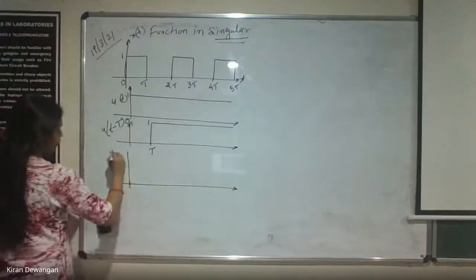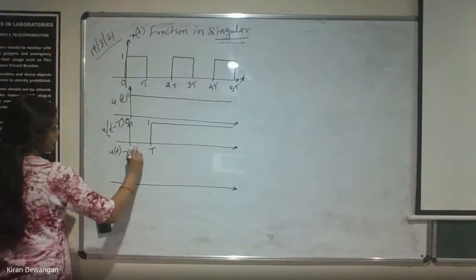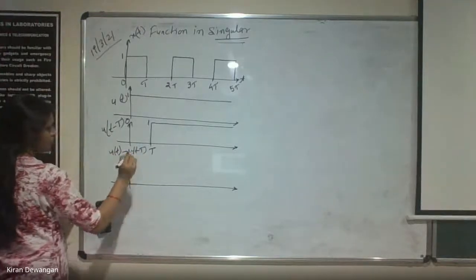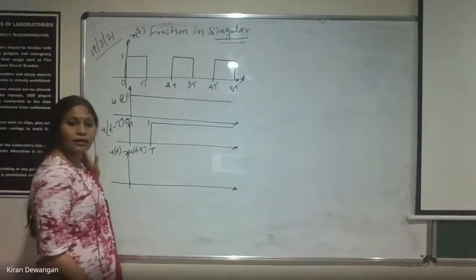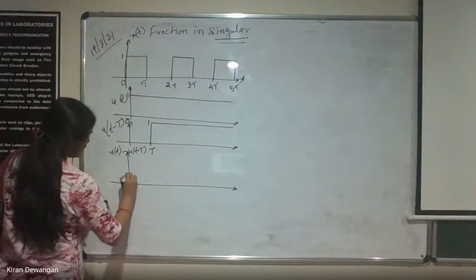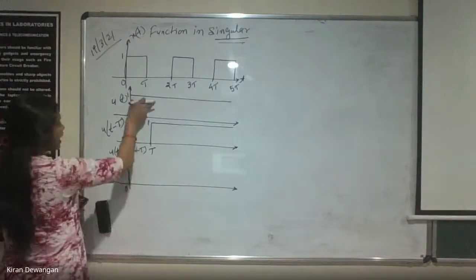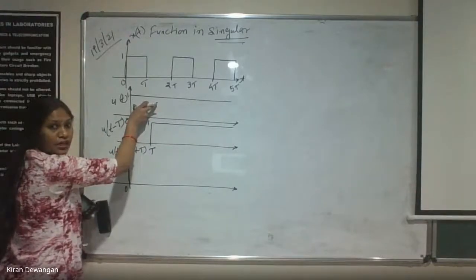Here now if I subtract these two, that is u of t minus u of t minus tau. If I subtract these two, कैसा plot मिलेगा? How would the plot be? The plot would be from here. Since I have a plot from 0, ut exists from t equals to 0.